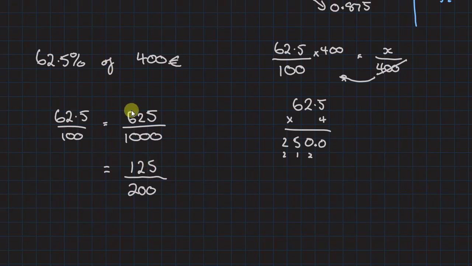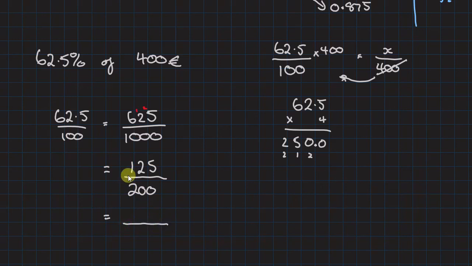Just a quick recap on that. I'm dividing the top by 5. 6 goes once, carry 1. 5 into 12 goes twice, carry 2. 5 into 25, 5. Gives me 125 over 200. I can keep going, they're both divisible by 5 because look at the last digits. So I divide by 5 again.